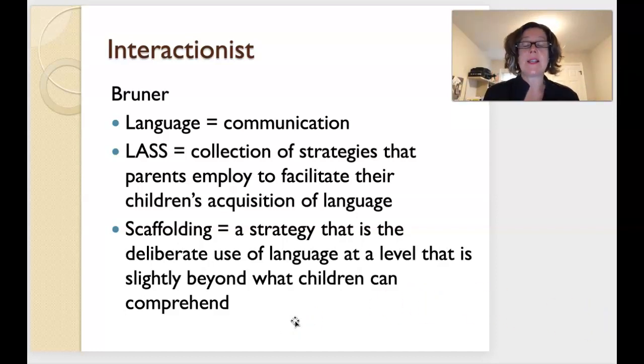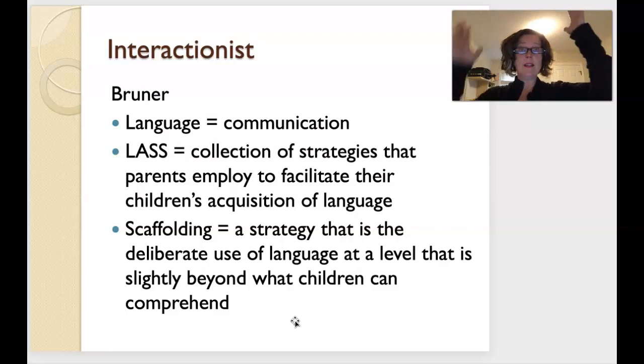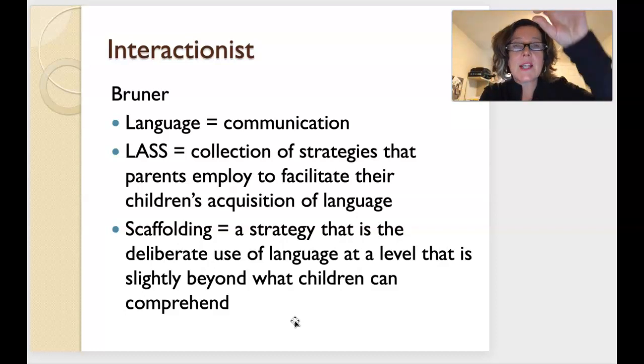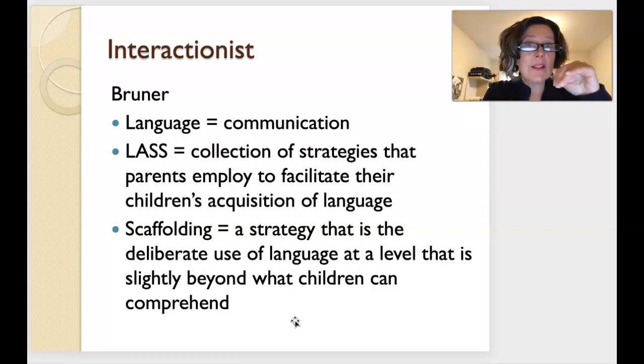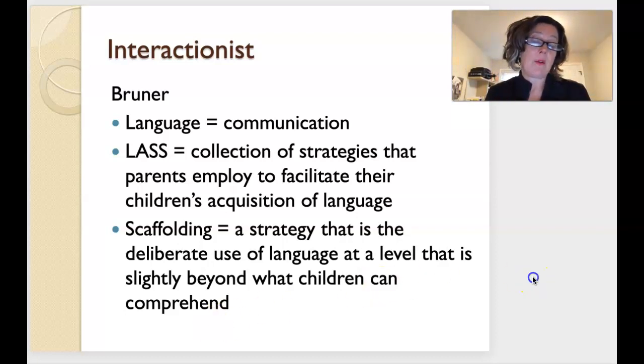And scaffolding, you'll hear this as an education student. It's a strategy that is the deliberate use of language at a level that is slightly beyond what the child can comprehend. It's like painting scaffolding: we build the scaffolding to support the painter, then they paint, and when the painter is done, we take the scaffolding down and move it to a different spot. It's like the carrot that you keep dangling in front of the child, just beyond where they're at, but with your help as an adult or teacher, they can get there. That's the interaction. They need that interaction with you as the teacher, another adult, or another student.